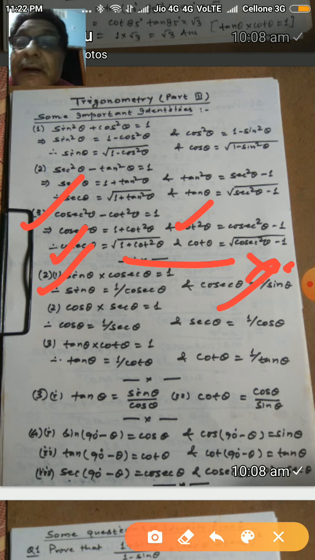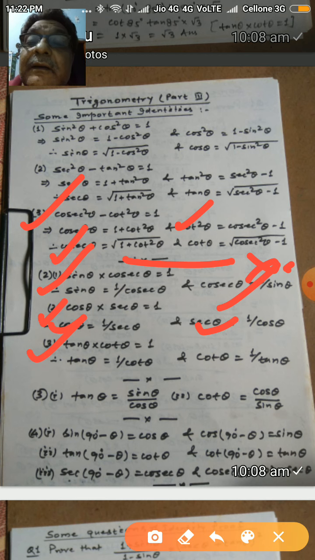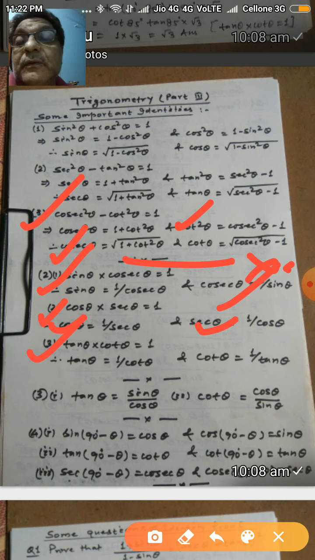Secondly, cos theta and sec theta are reciprocal to each other, so cos theta into sec theta will give you 1. Again, separately, cos theta is equal to 1 by sec theta, and sec theta is equal to 1 by cos theta. Similarly, the third identity is tan theta and cot theta are reciprocal, so their product is equal to 1. So we say tan theta into cot theta is equal to 1. Separately, tan theta is equal to 1 by cot theta, and cot theta is equal to 1 by tan theta.